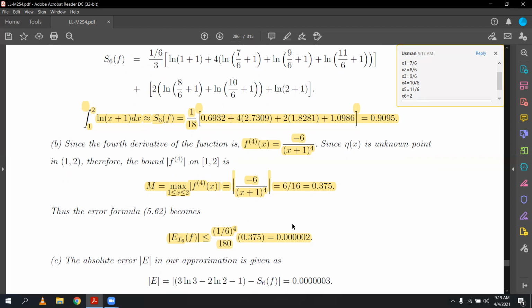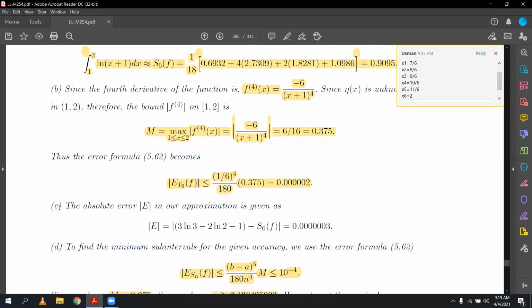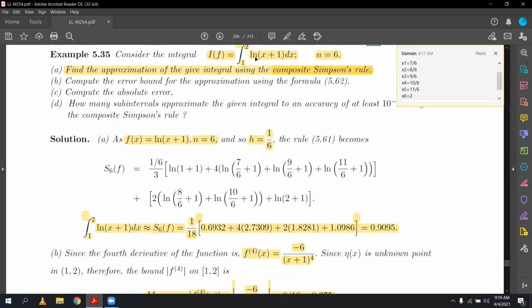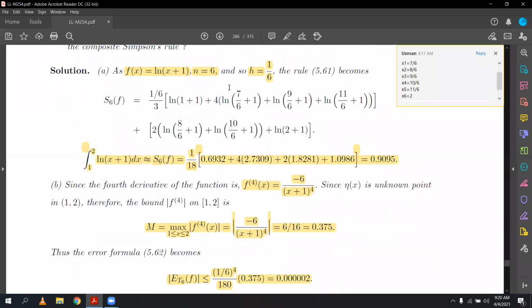Third part, I say find the absolute error. Here we cannot find the absolute error because your function is difficult: we would have to use integration by parts, which is a complete problem. So if your function is very simple, then the teacher can ask you for the absolute error, otherwise no need.